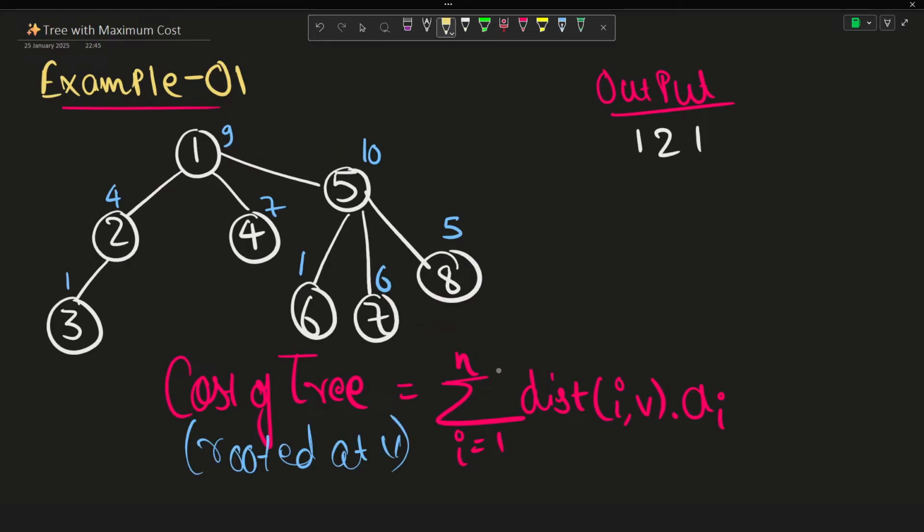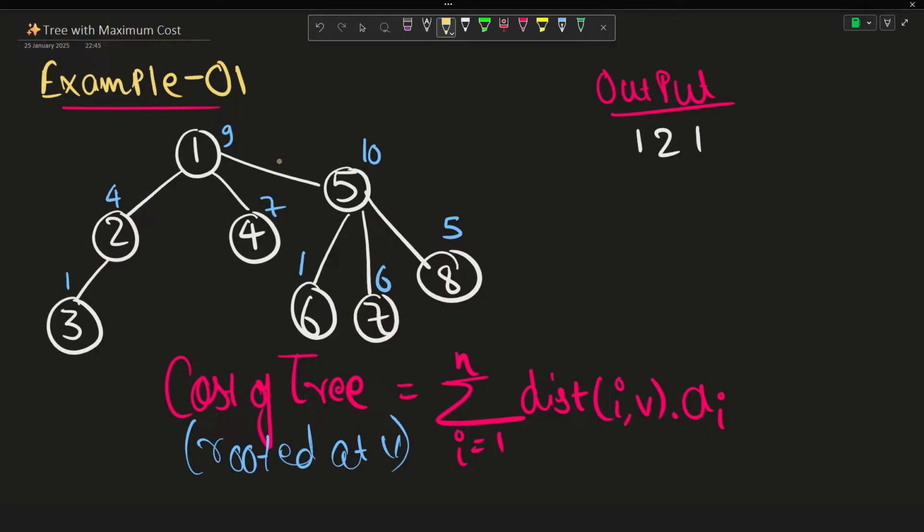If you remember, in the problem the cost of the tree rooted at some vertex v is defined like this. Let us now find the cost of the tree for vertex 1. First we go from this vertex to all of its children. From 1 we can go to 2, 4 or 5, and we will go through them one by one. We are going from 1 to 2, so we are covering a distance of 1. To calculate the cost, we simply multiply the distance with the value present on the child vertex that we are reaching.